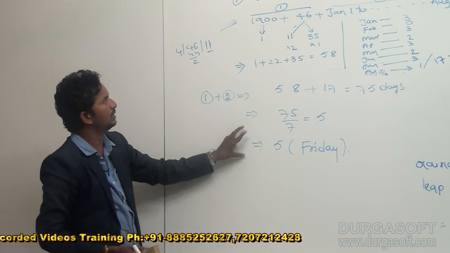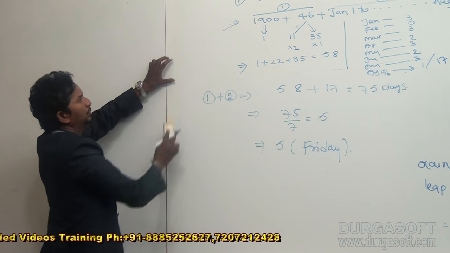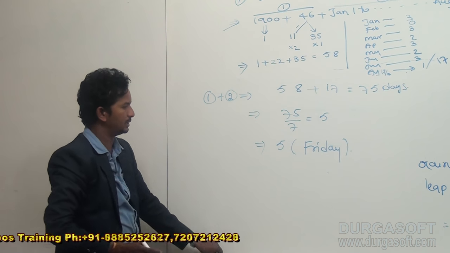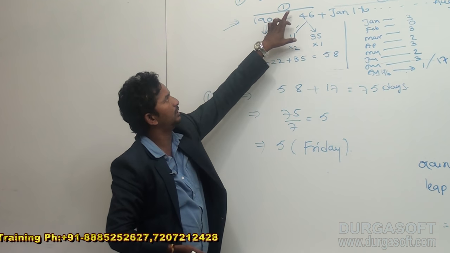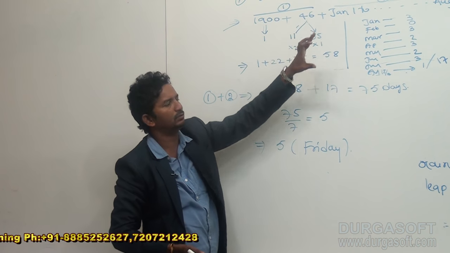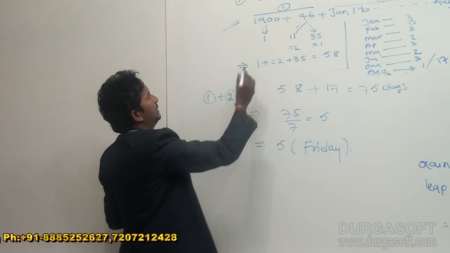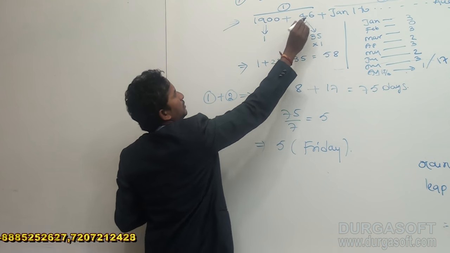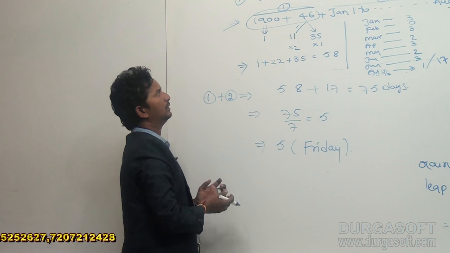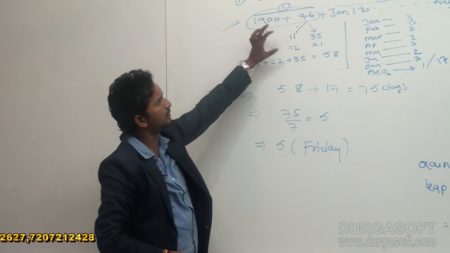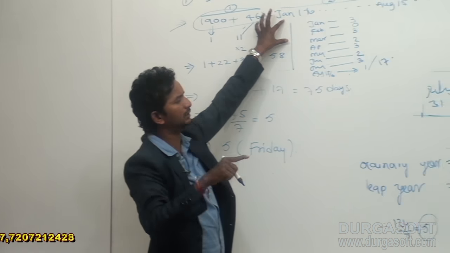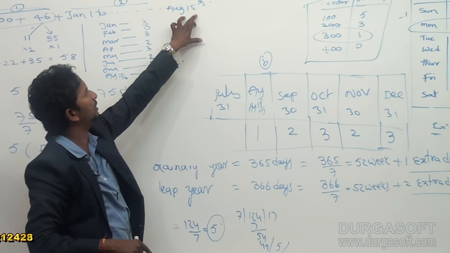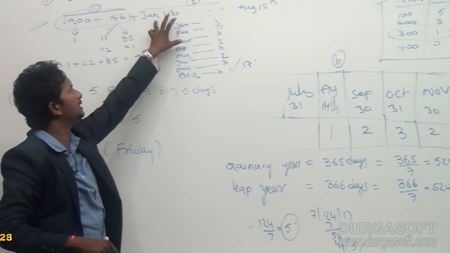Now this is type 2, problem number 1. See here only the concept is there. 1947 is given, August 15th. What was the day? Now this is the 1900 plus 46. This is the complete year, so you take the complete year as part 1. This is the January to August 15th, the date of birth, the running year. December 31st is not completed, so I am taking this as the second part.